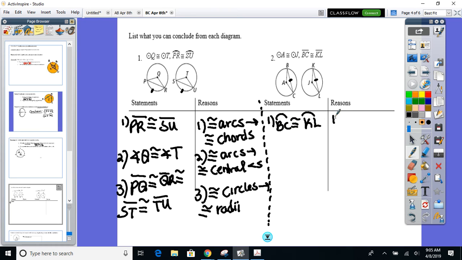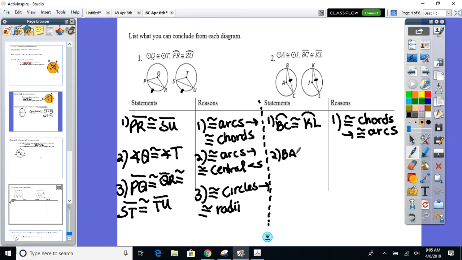Now, be careful how you write this. What did I give you? What are line segment BC and line segment KL? So you're going to start this reason off by congruent chords now. Always start it off with what you're given. Imply, what did Kate give me back there? Congruent arcs. And then if the circles are congruent, what else are congruent? The radii.